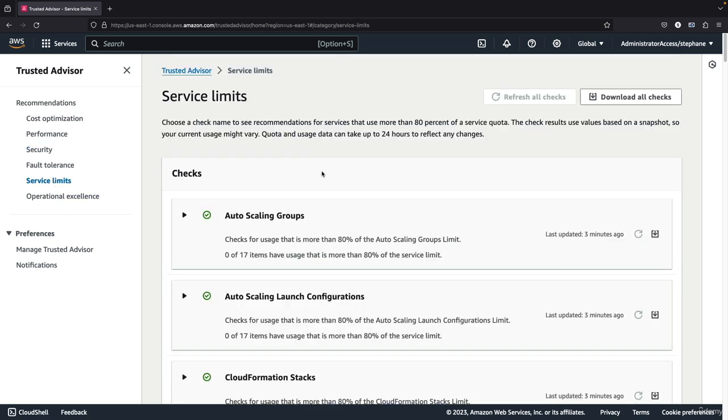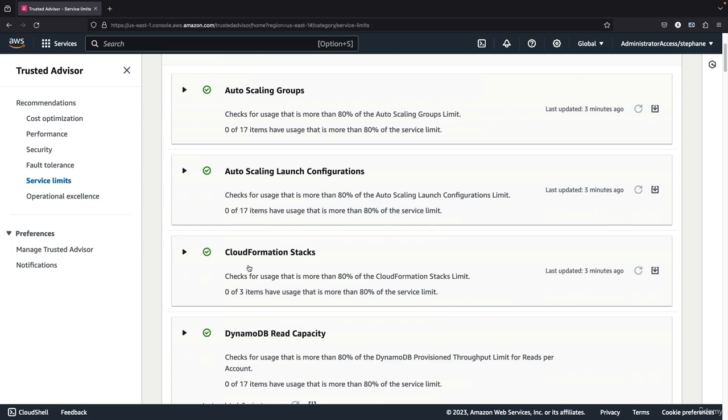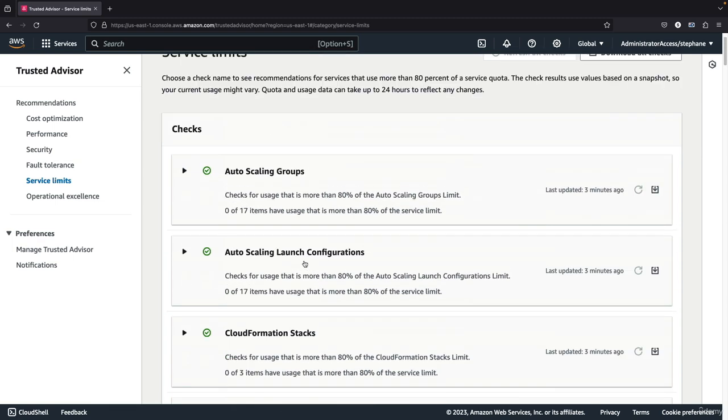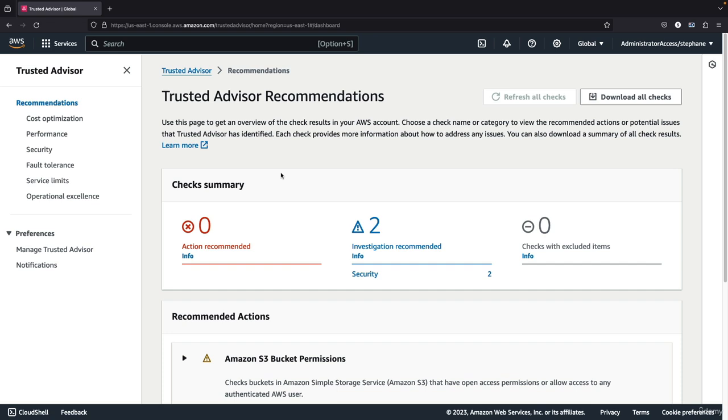Finally, you can have a look at service limits directly in Trusted Advisor. That's one way of doing it. So you can have a look at your auto-scaling groups, your CloudFormation stacks, your DynamoDB read and write capacity, and so on. So Trusted Advisor is not a very interesting service to look at when you don't pay for the support plan, but at least this should give you an idea of how Trusted Advisor is used in AWS and therefore answer your exam questions on it.